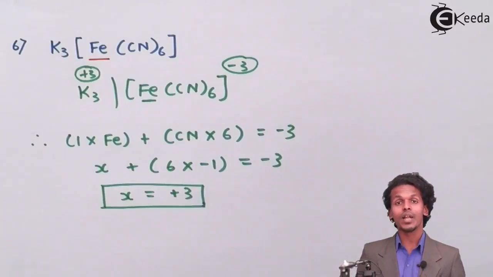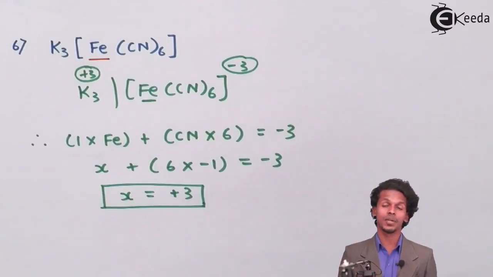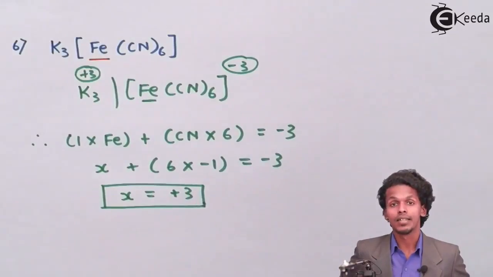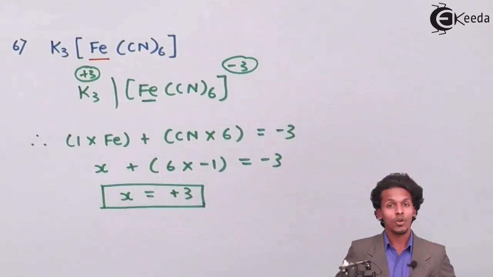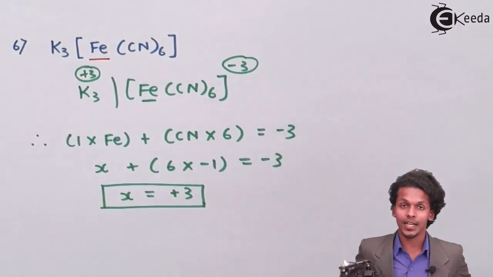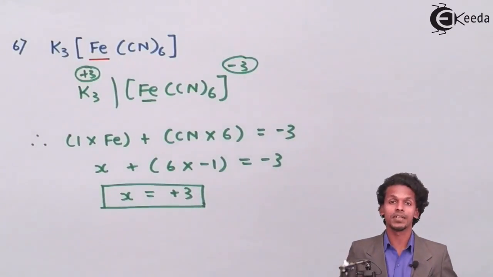So this is how we have calculated various oxidation numbers of various atoms present in the molecule by the oxidation number method. I hope you have got an idea how to solve this kind of determination of oxidation number.